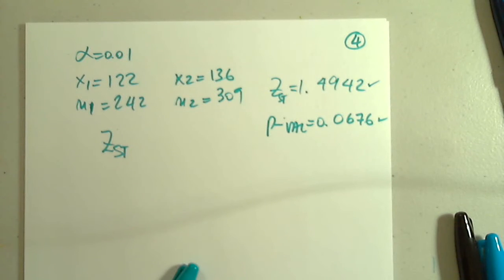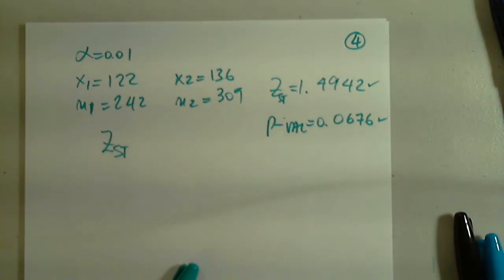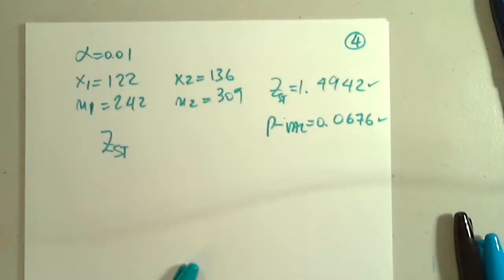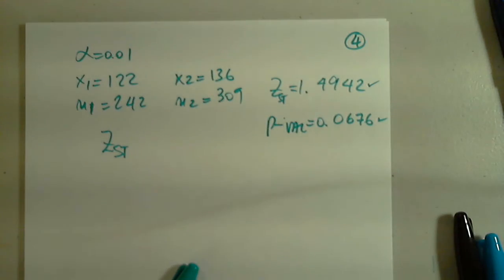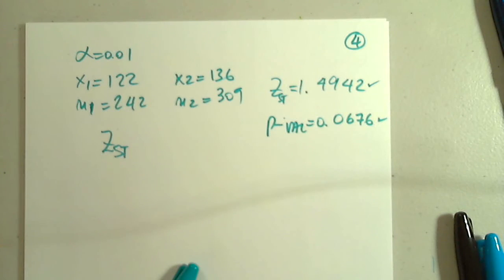Back to the problem. So 2 decimal places, 1.49. P-value 3 decimal places, 0.068. 0.0676, so they want 3 decimal places. And now we want to draw a conclusion. So what is our conclusion?